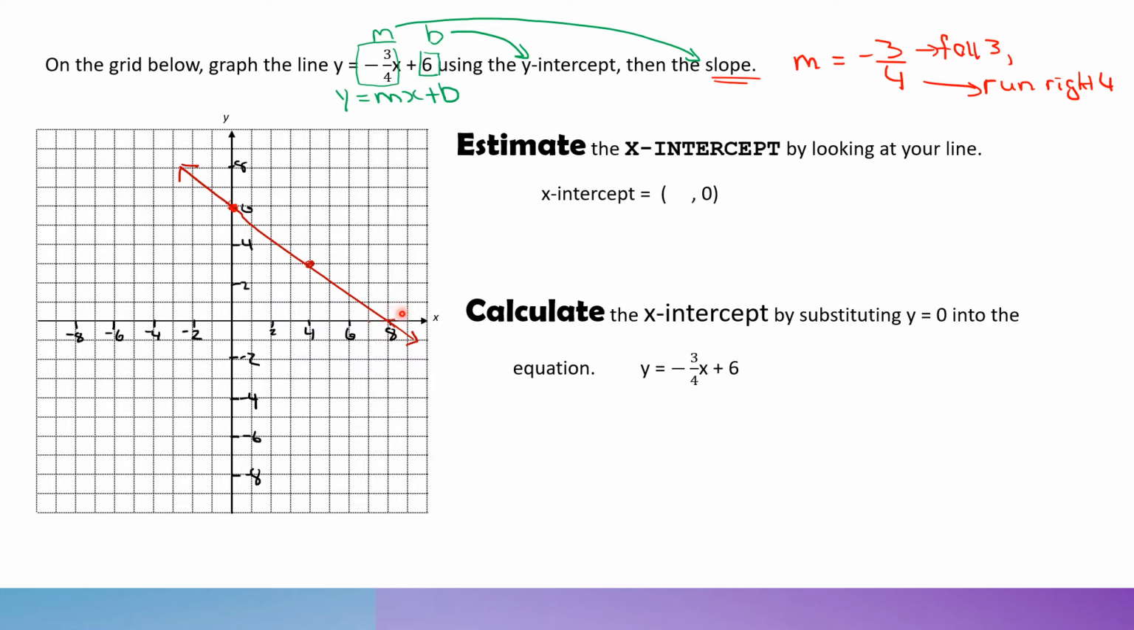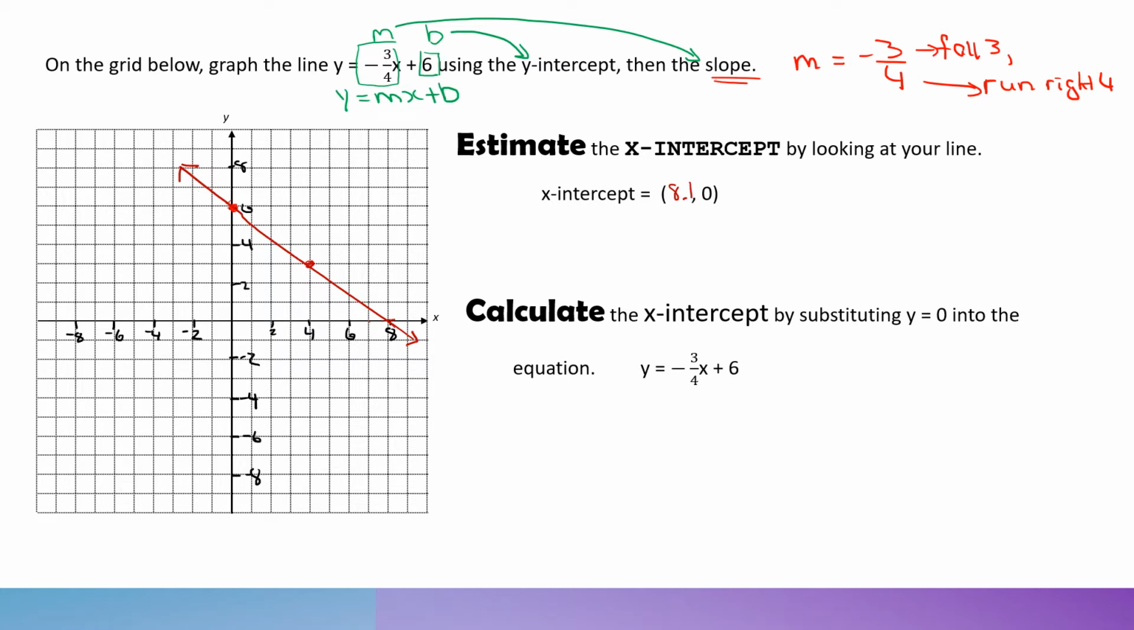If you're doing this along with me, take a look at your page. Where does it cross the x-axis? Mine looks like it's crossing just a little bit ahead of 8, maybe 8.1 or something like that. It's a little bit after that. So I'm going to estimate my x-intercept is 8.1 based on my graph.